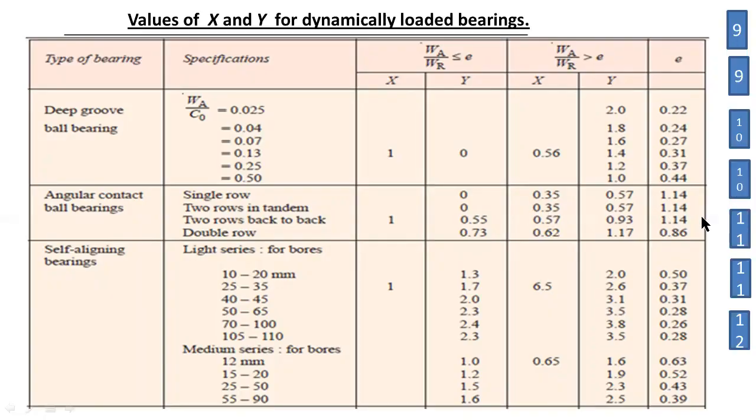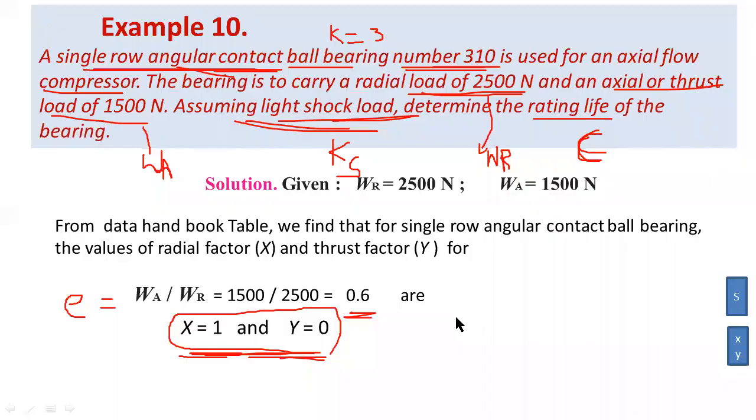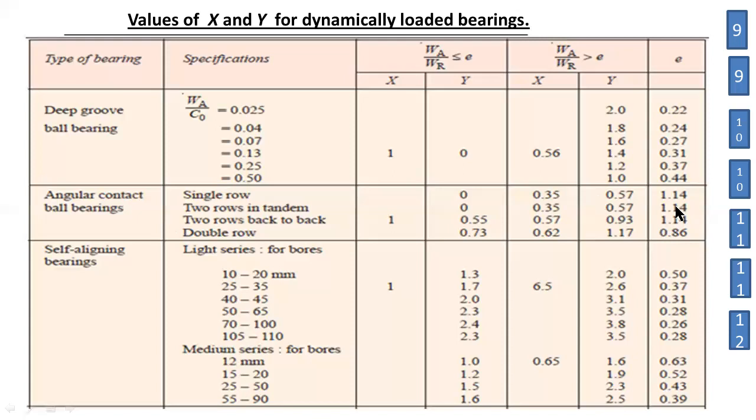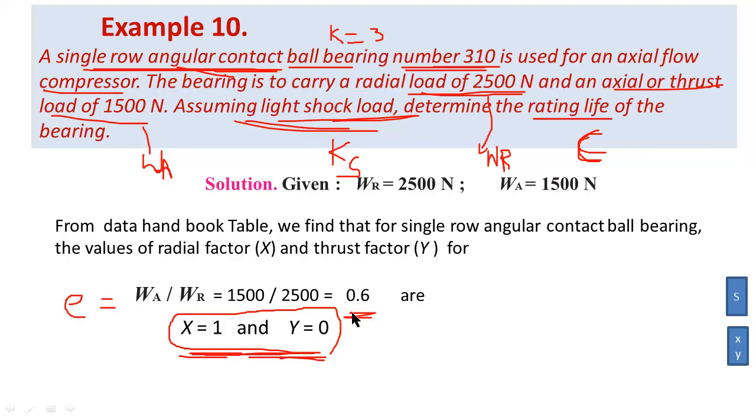Our value is 0.6, but here the value 0.6 is not there. So you have to consider the nearest value, that is 0.86. 0.86 is our nearest value. So 0.6 is not there, so I consider 0.86.